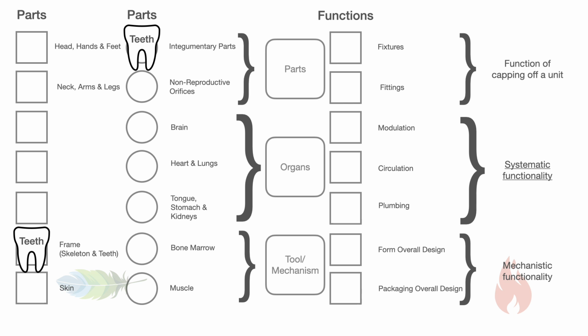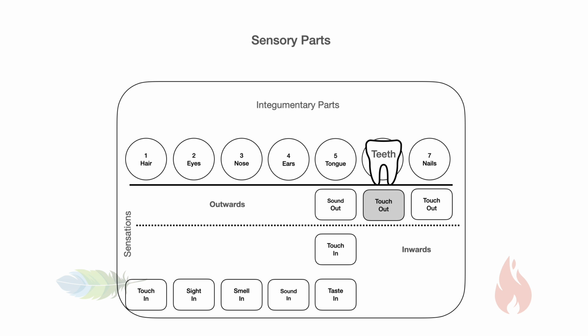All right, so here we've got integumentary part, so a sensory part. All it is is touch out. And then for the frame, it more so provides the functionality of form. So for the sensory parts, we've got this one here. The direction of the sensation is outwards and it is touch out.